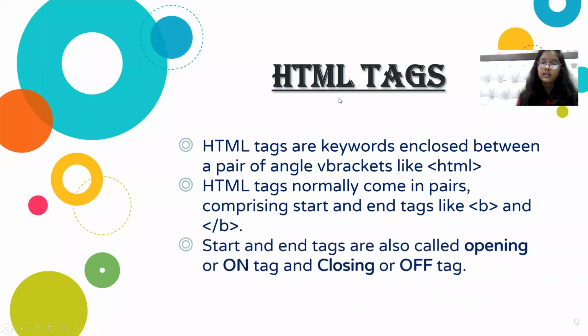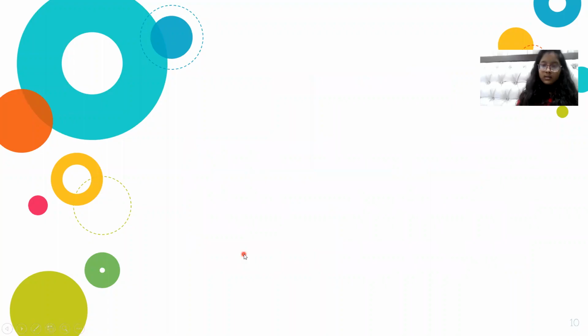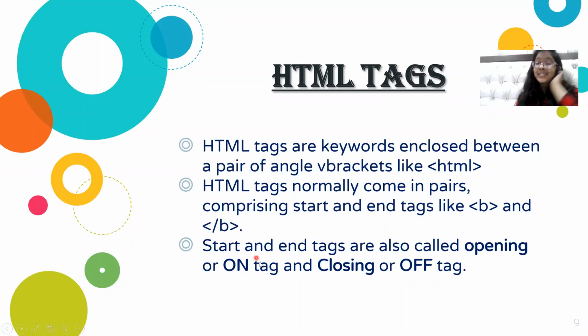Our next point: start and end tags are also called opening or on tag and closing or off tag. This is the start tag and this is the end tag. The start tag is known as the opening or on tag. And if you see this tag, it is closing a particular thing. That's why we call it the closing or off tag. I think it's clear now.